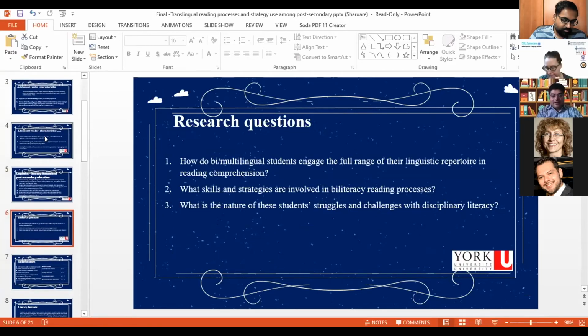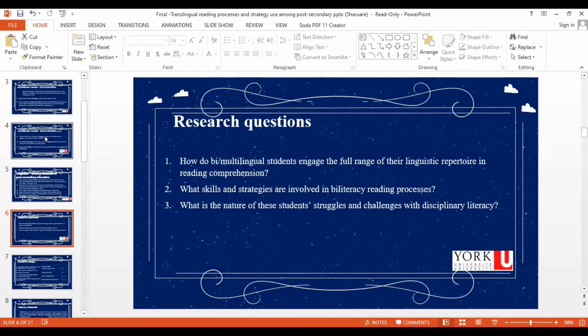And as I discussed, the present study examines the reading process and strategy use of bi- and multilingual adolescent readers at the post-secondary level. Knowledge in this area is critically important, both to support the disciplinary teaching and learning needs of these youths, and to generate theories and models for reading that reflect current understanding of bi- and multilingualism as translanguaging and translingual practice.